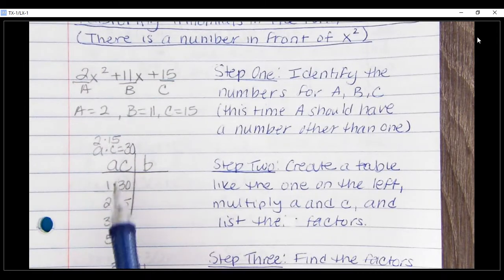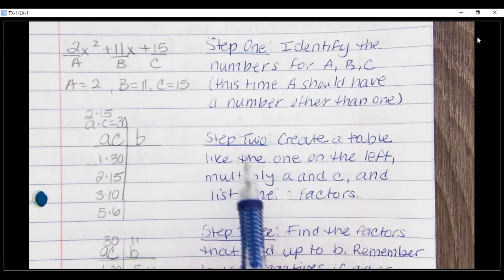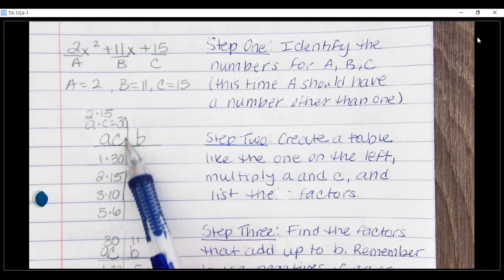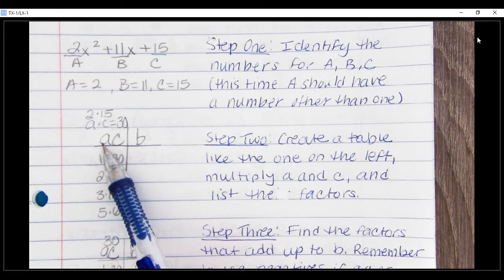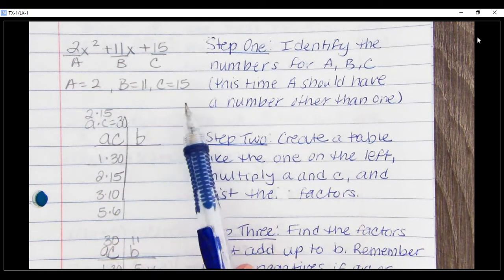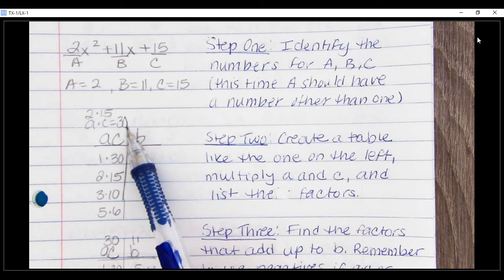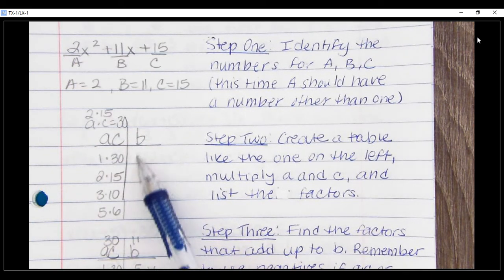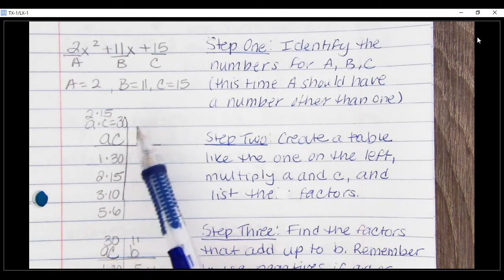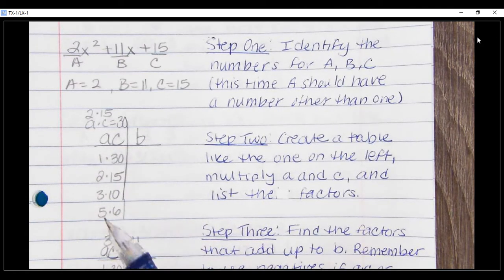So now that I have that, I am going to go on to step 2, which says create a table like the one on the left, multiplying A and C, and list the factors. So in the last example, we only had C here. Now there's a number in front of A, so we need to multiply A and C together. And 2 times 15 is equal to 30. So I'm going to find my factors of 30. 1 and 30, 2 and 15, 3 and 10, and 5 and 6. Same type of thing as last time, we're just adding that extra step of multiplying by A.